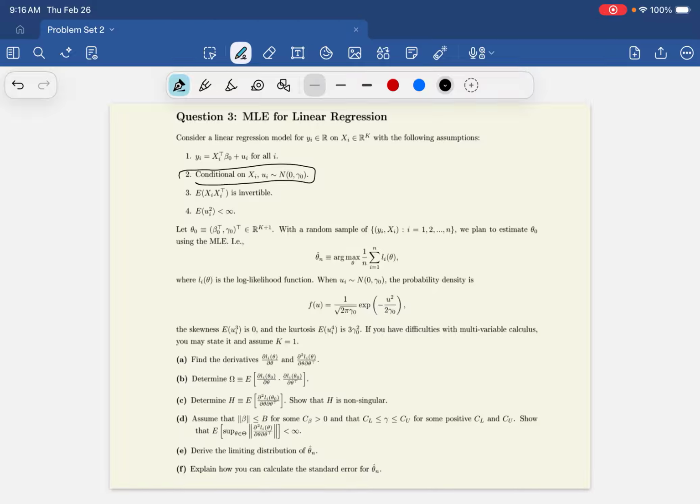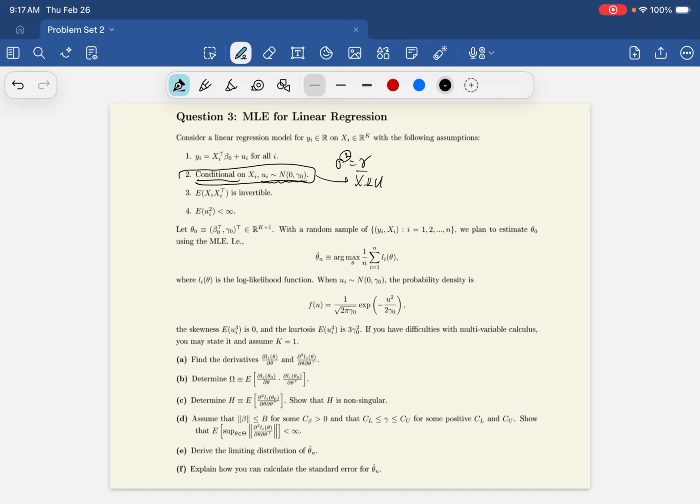So first, I reparameterized theta. I mean, sigma squared to gamma 0. It will simplify the calculus because when you differentiate with respect to sigma, the square will be complicated or confusing. So I will simplify. This also implies that, conditional on x, the distribution of u does not depend on x. So x and u are statistically independent.